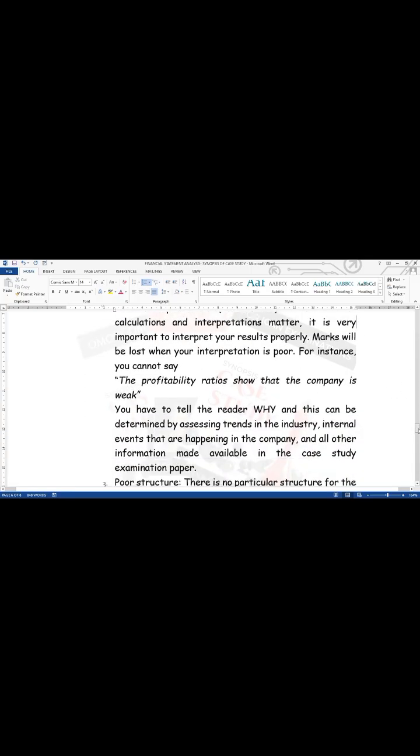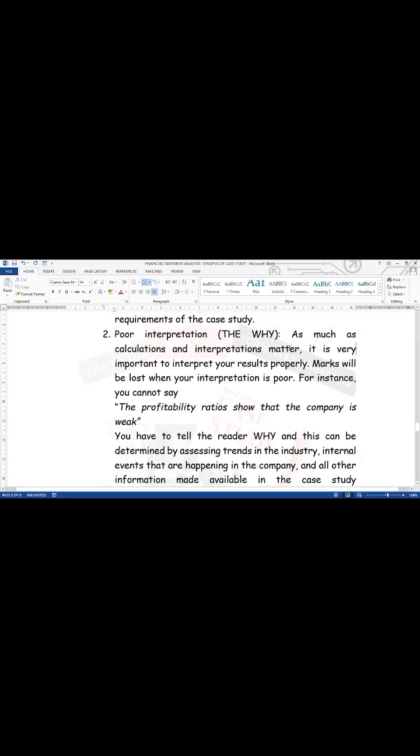Poor interpretation, the why. I call it the why because you cannot just tell us revenue increased by 20%. Okay, can you tell us why? Because we as a company are trying to make decisions. We're trying to make our business better. We're trying to increase our business, right? But if you're just telling me that revenue increased by 20%, that's not information.